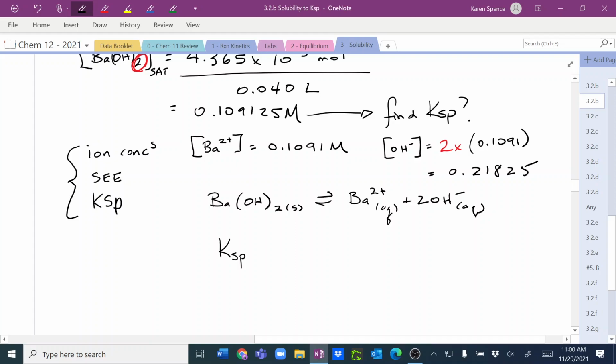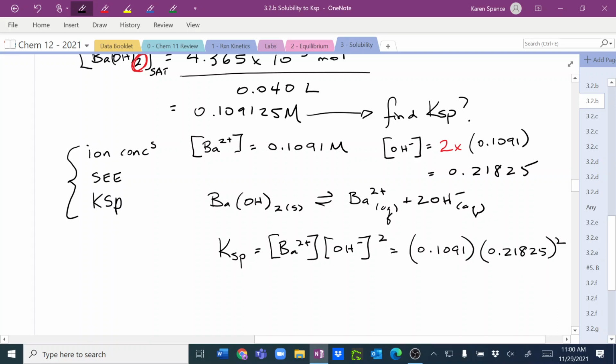KSP is barium times hydroxide squared, which is barium times 0.21825 squared times 0.1091 gives us 5.2 times 10 to the negative 3.